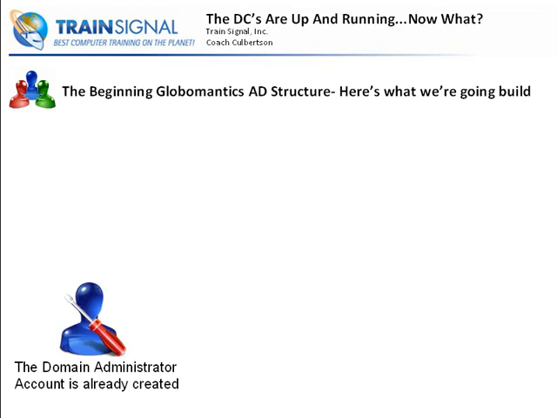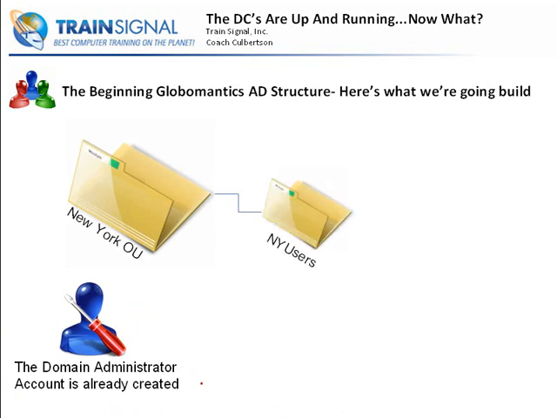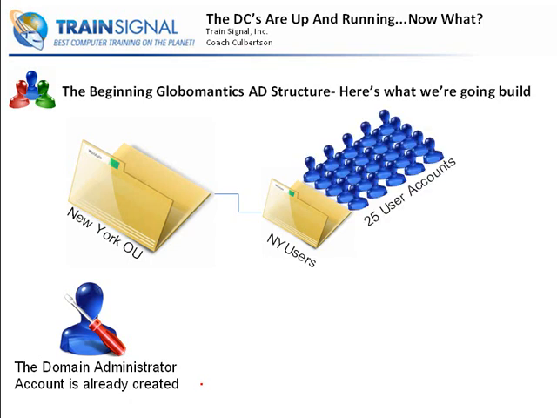Now what we're going to be building in terms of the GlobaMantics AD structure, we're going to start off very simple. We've already created the domain administrator account, and just in case you're wondering, that's you. All right, that's what you always start off with. And then we're going to be creating one folder called New York OU. Now this folder is going to also have other folders in it, NY users. So we're going to create this NY users OU, and then we're going to populate that folder with 25 user accounts. And I know it sounds a little daunting at first, but again, I'm going to show you a really easy way that you can add in a whole bunch of folks into that OU really fast. We're also going to be creating 4 groups for the users for access control. We'll talk a little more about that when we get there.